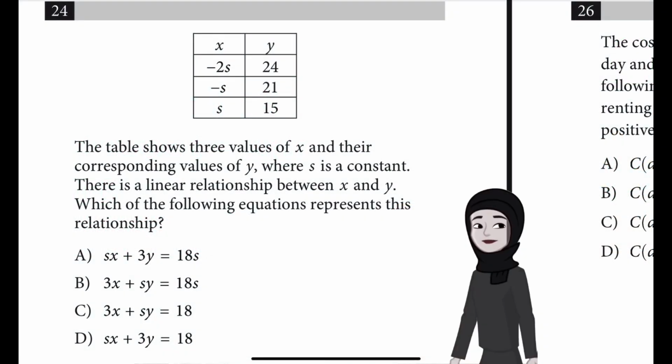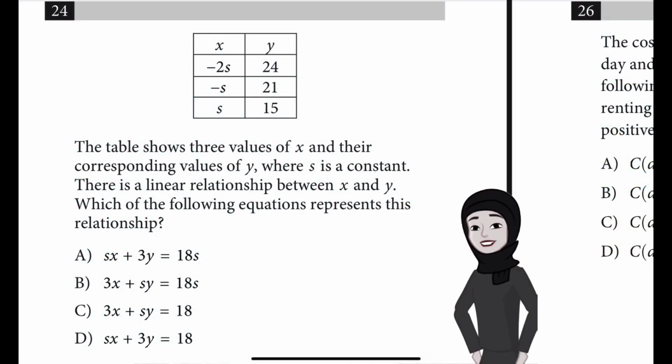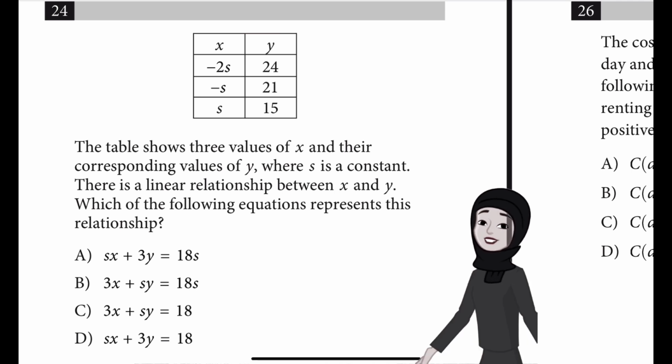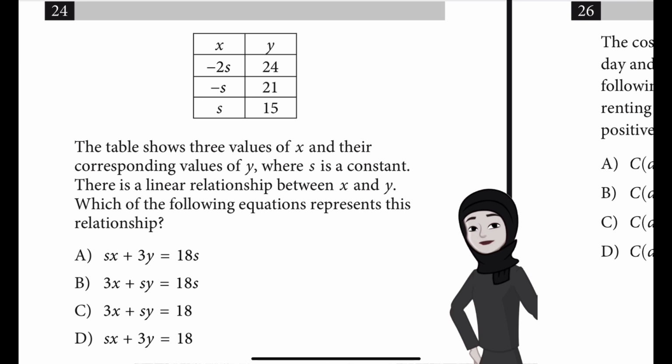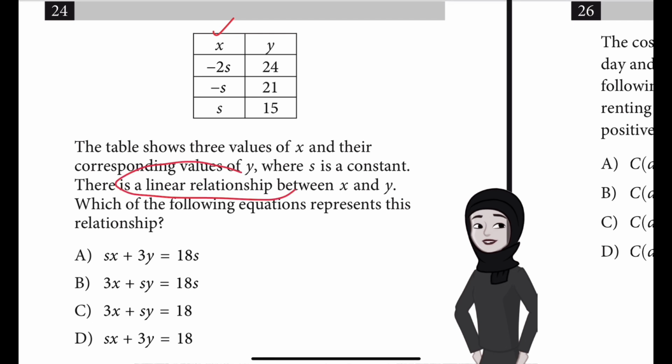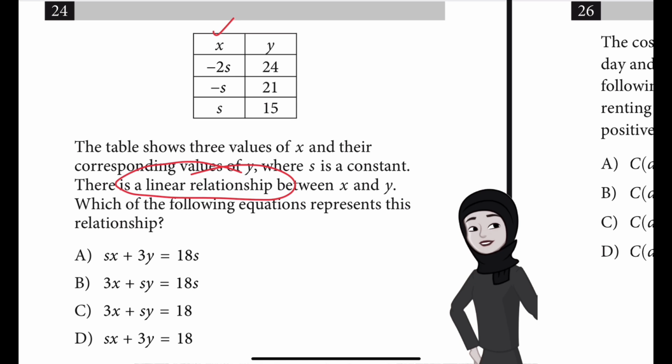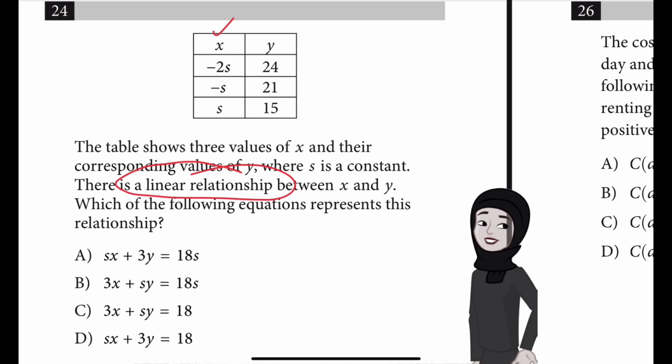Question number 24. The table shows three values of x and their corresponding values of y, where s is a constant. There is a linear relationship between x and y. Which of the following equations represents this relationship? The x values we have are minus 2s, minus s and s, and the corresponding y values are 24, 21 and 15. And the question mentions that there is a linear relationship.